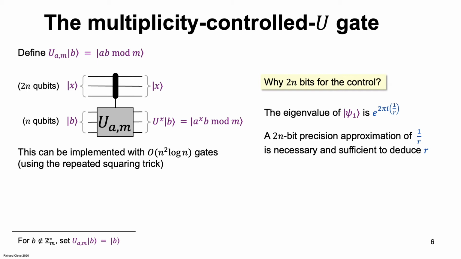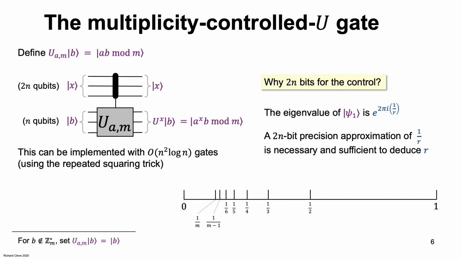Note that r ranges between 1 and m. Those are all the possible values of r. Here are the positions of the reciprocals of these values on the real axis. The phase estimation procedure, when it succeeds, gives a binary fraction that approximates 1 over r. The error bars around that binary fraction should be sufficiently small to contain a unique reciprocal.